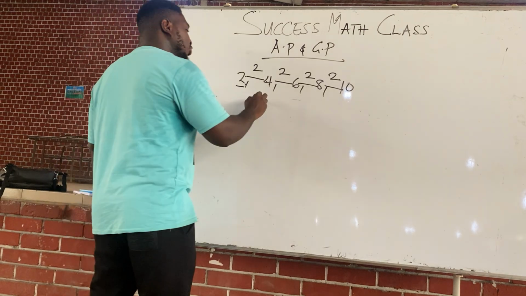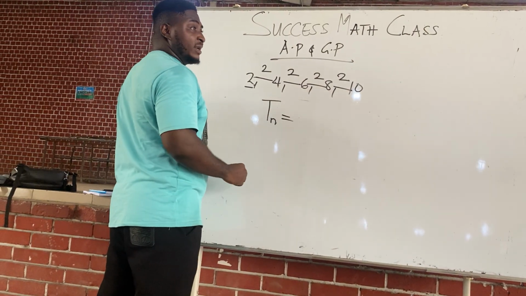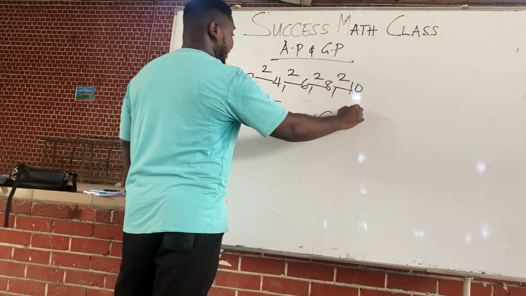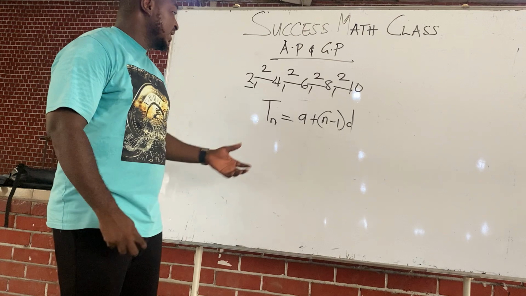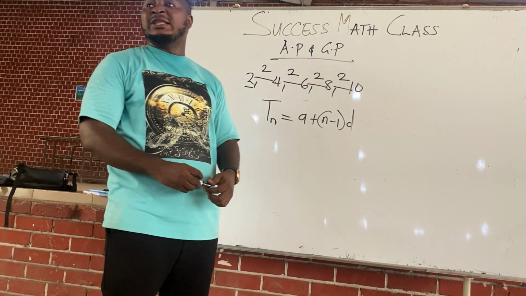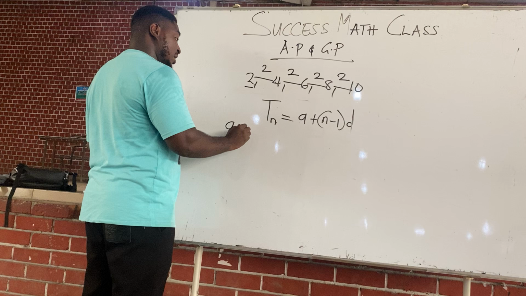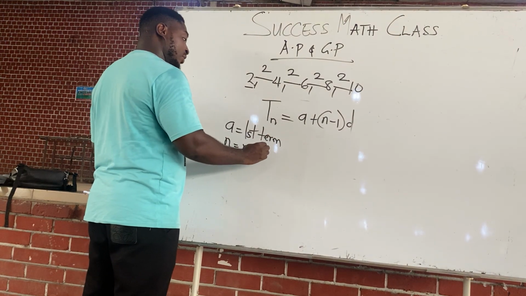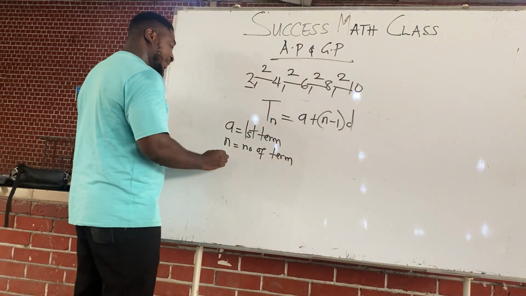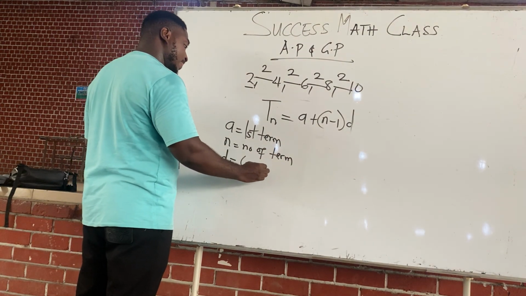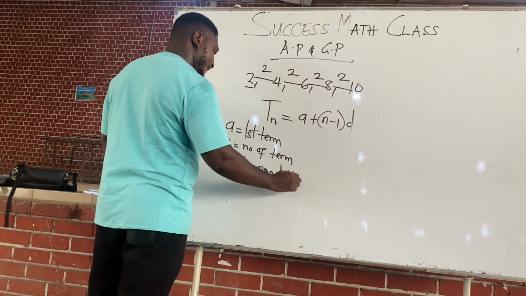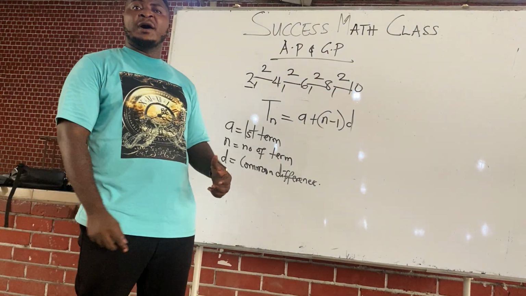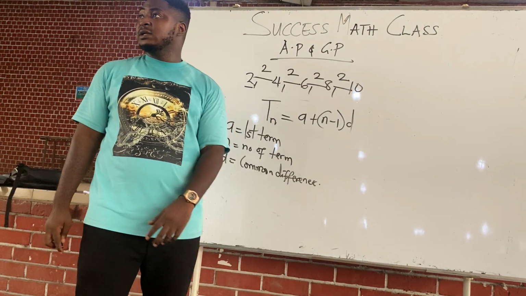Class, now one thing you should know is that the nth term, T_n, of an AP is A plus (n minus 1) into bracket D. The formula. A represents the first term. N represents the number of terms. And D represents the common difference.